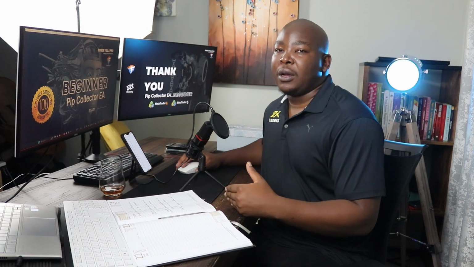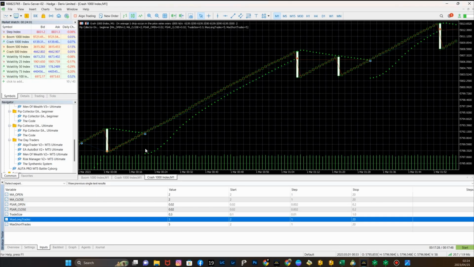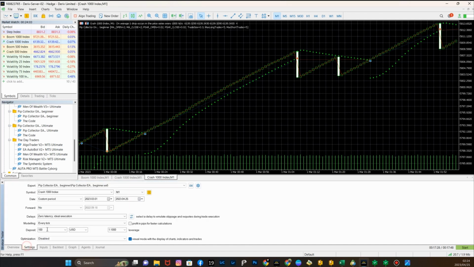Before I go any further, you already know about the Beginner Pip Collector EA, and you've already seen what it can do on Crash 1000. Now think about that on Boom 1000. Boom 1000 is more profitable than Crash 1000. So if we hit 10.6 in the previous video on Crash 1000, think about how much we're going to be hitting on Boom 1000.